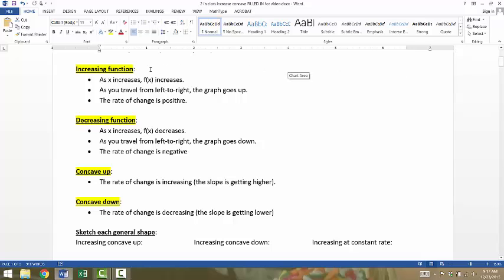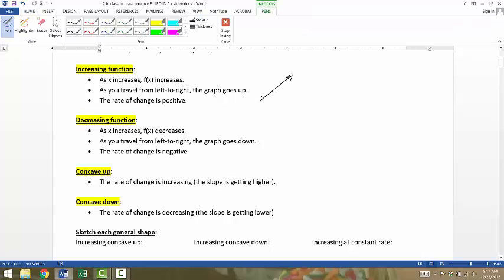So recall an increasing function means as x increases, f of x increases, meaning as we go left to right, the graph goes up. So we could have left to right going up like so, like so, like so. Goes up as you travel left to right. Decreasing function, as x increases, f of x decreases. So as you go left to right, the graph goes down like so, or like so.